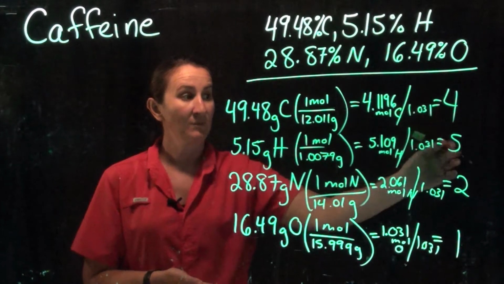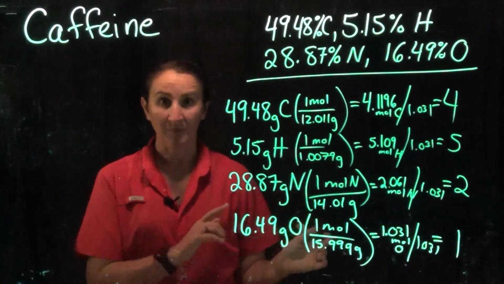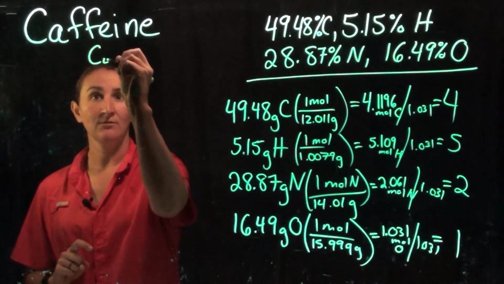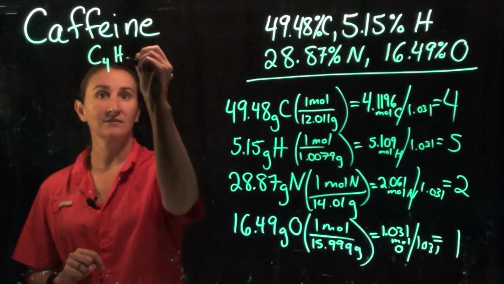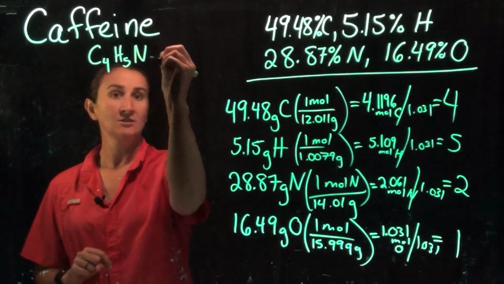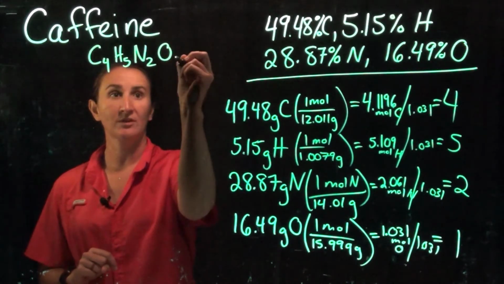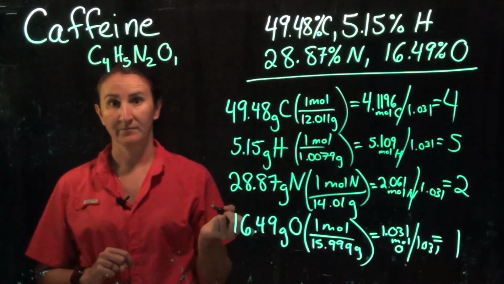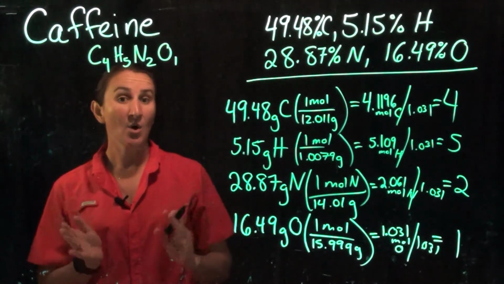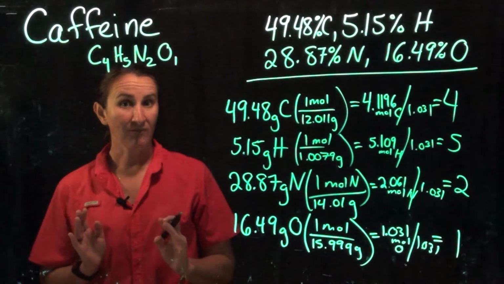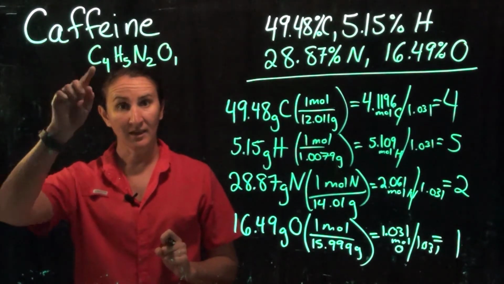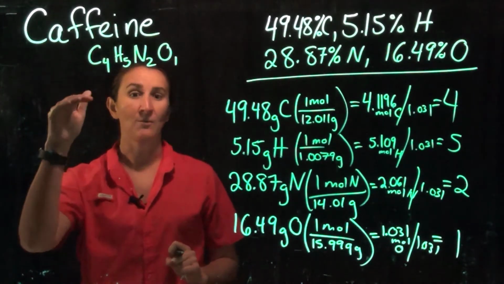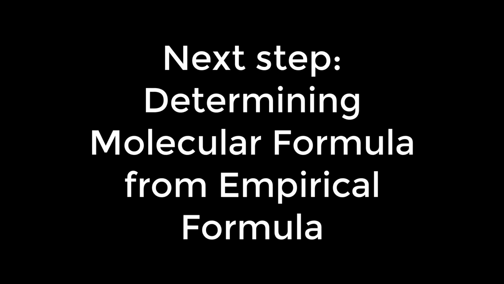But in the end, what do these become? These become the subscripts in the empirical formula. So my empirical formula for caffeine is C4H5N2O. And you can put the 1 or you could leave it. So that is my formula for caffeine. But now let's pretend we know our molecular weight of caffeine. Is this the empirical formula and the molecular formula, or is it just the empirical formula and we need to figure out what the molecular formula is?